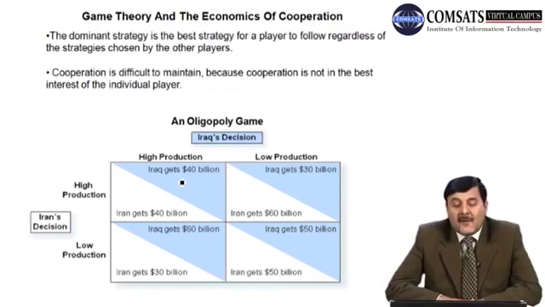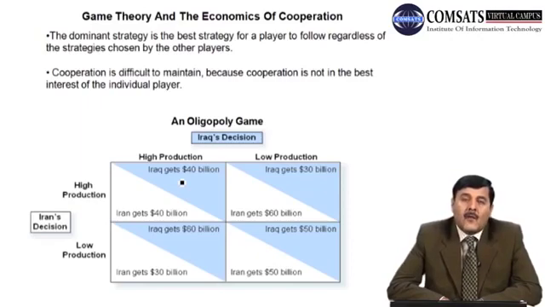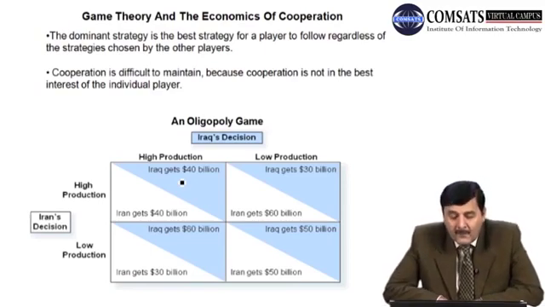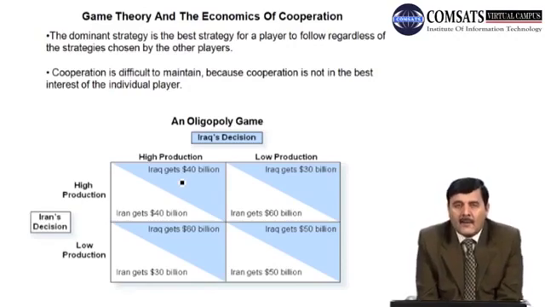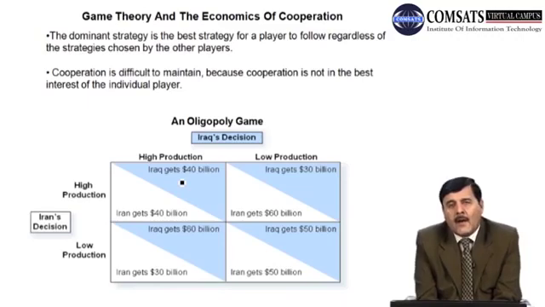So cooperation is difficult to maintain, as we know, because cooperation is not in the best interest of the individual player. It is not in the individual player's interest, but it is better if they cooperate and interact, so they can get maximum benefit. So let us explain this. An oligopoly game, just as we discussed the prisoner's dilemma, we'll try to explain the oligopoly game in the form of a prisoner's dilemma.